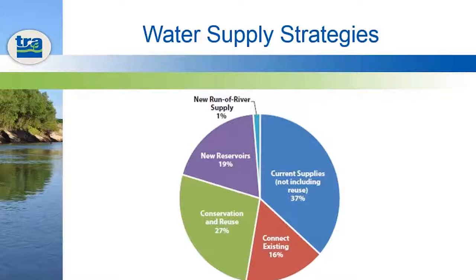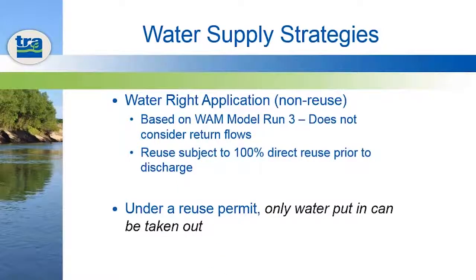But what I want you to see here in this graph is the fact that new reservoirs, which I think a lot of people believe is going to be the largest source of water coming into the future, are only 19% of future water supply strategies, 19%, so less than 20%. Current supplies, those are existing supplies, 37%, we just aren't fully utilizing. Current supplies that need to be connected, like Lake Palestine, 16%, but conservation and reuse, the new chunk of new supplies, 27% coming from conservation and reuse. So obviously a very, very important component of our future water supply strategies.